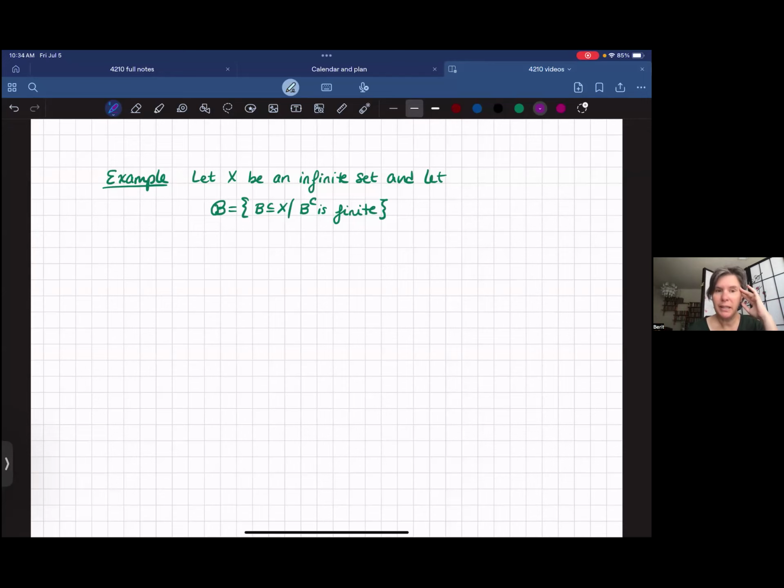And we'll let script B, cursive B, be the collection of all capital B subsets of X such that B complement is finite. So it's sets whose complement is finite. Sets whose complement is finite. Okay.